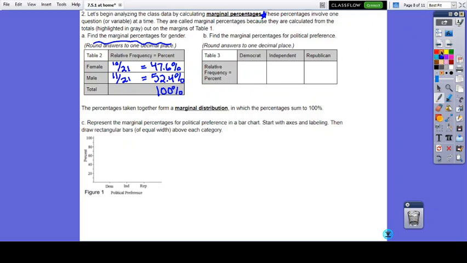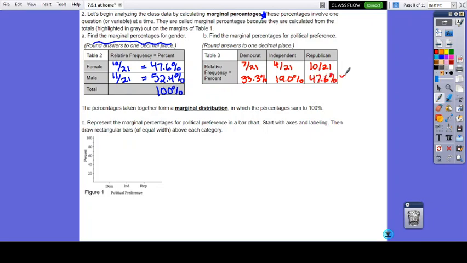Letter B, find the marginal percentages for political preference. So this would be looking at the bottom of the table 1. This is relative frequency equal to percent. So Democrats, there were 7 Democrats out of 21, the grand total. So what we're doing here is the Democrats out of the grand total, and this comes out to about 33.3%. For independents, there were 4 out of the grand total of 21. This comes out to about 19.0%. And then for Republicans, there were 10 out of 21, which we actually already found over here. So we know that that's 47.6%.